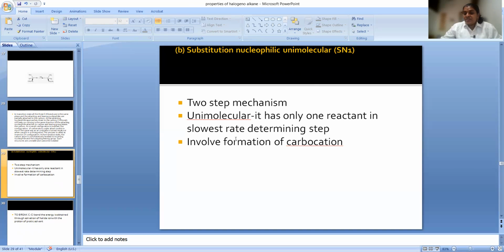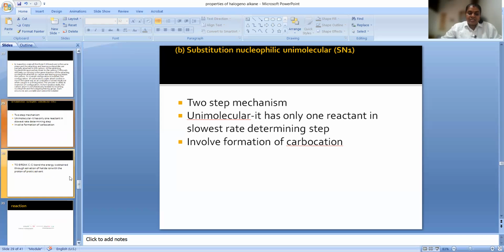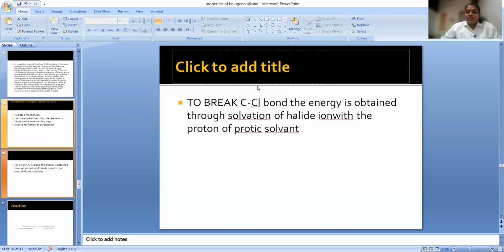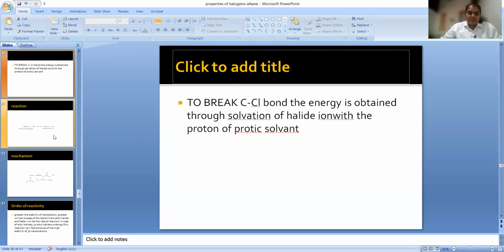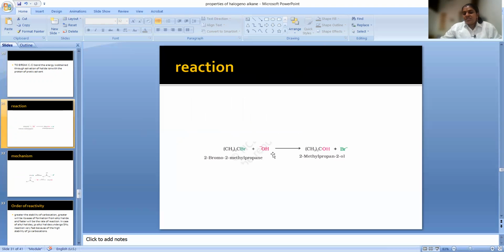In the SN2 mechanism, there was a transition state. Here it is a carbocation. The formation of a reaction intermediate will be there, and we need to break this C-Cl bond. The first step is what? First we have to see that, then we can come back. Okay, so this is the reaction. When tertiary bromide reacts with OH minus, see, Br will leave and OH will come there. So this is an example of the SN1 mechanism.